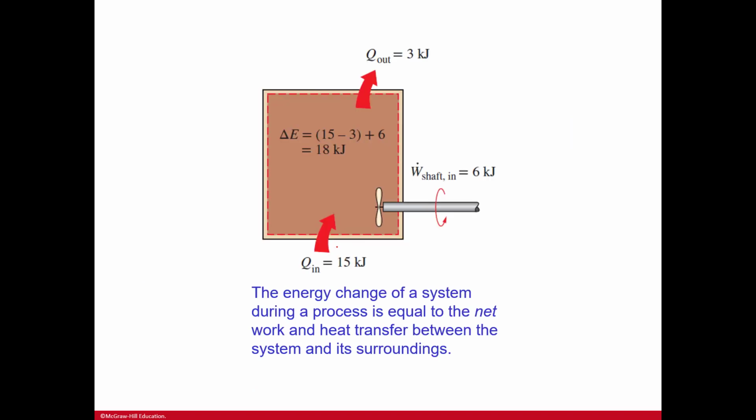So here, the energy change of a system during a process is equal to the net work and heat transfer between the system and its surroundings. Remember, we talked about the system. The system is anything that we're looking at, what we are observing. Everything in here is going to be brown. That's what we're looking at. And then this red dotted line, that's our boundary.